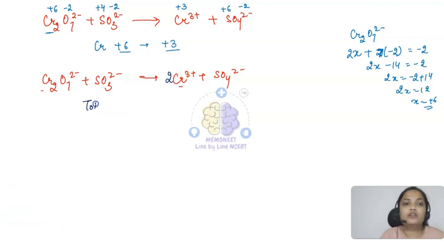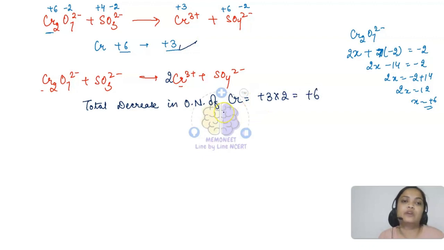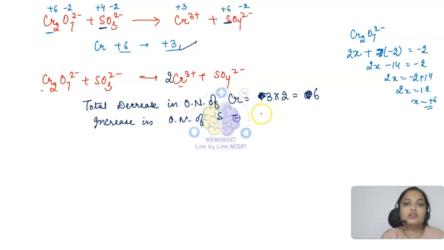So now write what the total decrease will be. Total decrease in oxidation number of chromium. Earlier it was plus 3, now we have multiplied it with 2, so it becomes 6. This much decrease is happening, 3 into 2, 6. The decrease is 6. Now for sulfur the oxidation number is increasing. How much is it increasing? By 2. Okay, it is increasing by 2, so increase in oxidation number of sulfur is 2.